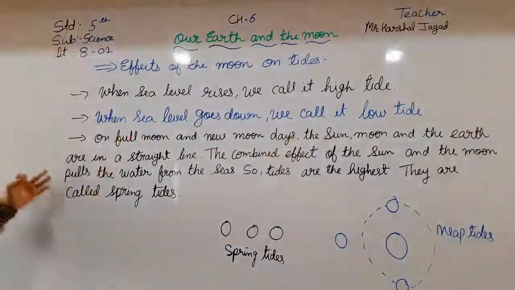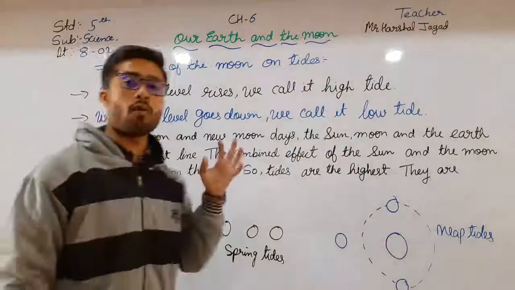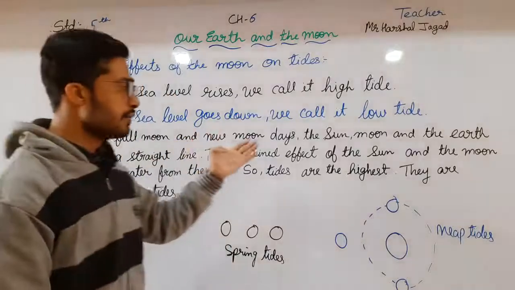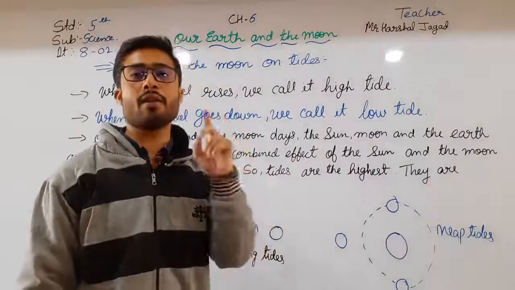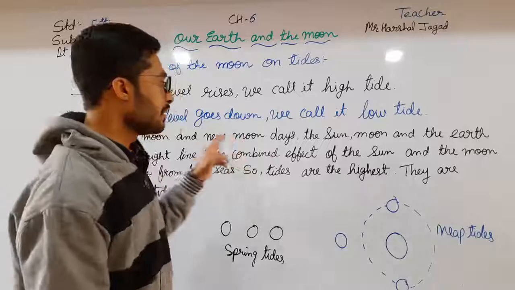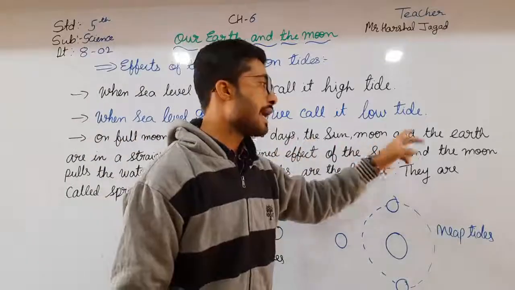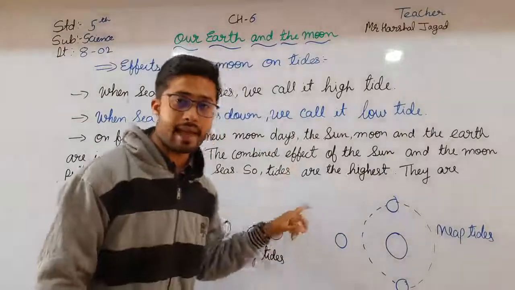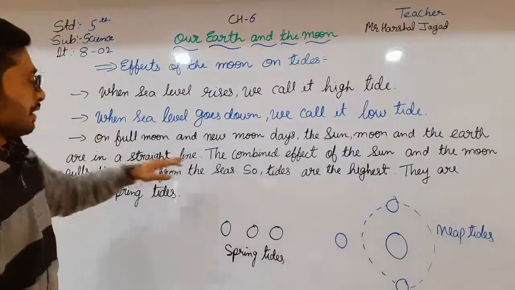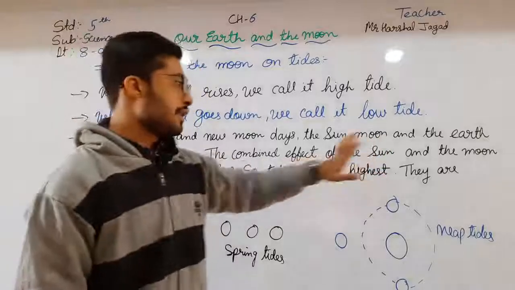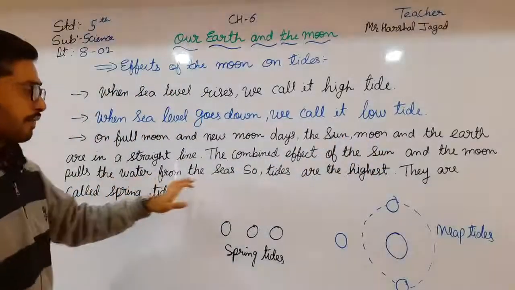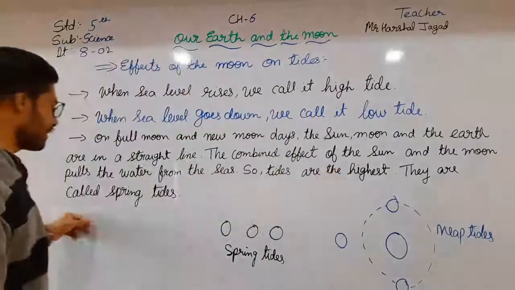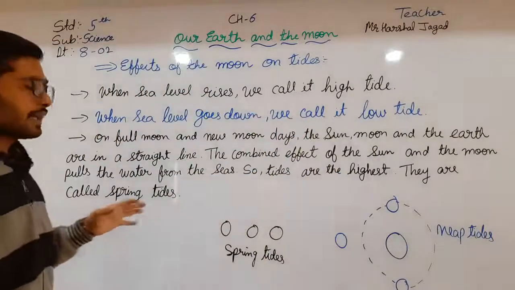And then after, we have seen the spring tide. What is spring tide? On full moon and new moon days, meaning on Purnima and on Amavasya, the sun, moon and the earth are in a straight line. The combined effect of the sun and the moon pulls the water from the sea. So the tides are the highest, and they are called spring tides.